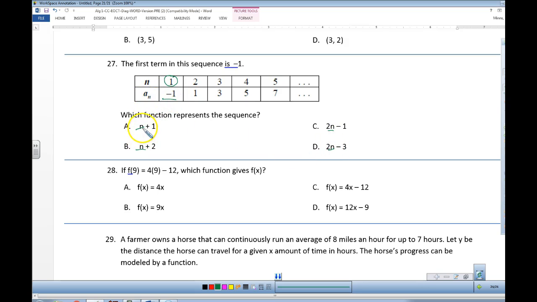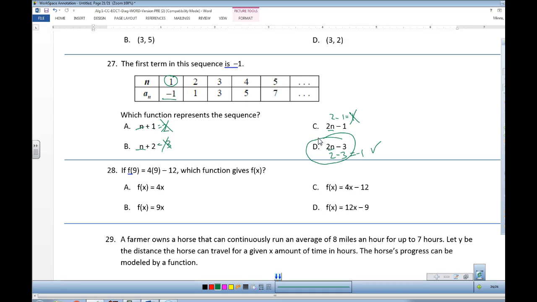Well, when I plug it in here, 1 plus 1 is 2. That's not negative 1. On B, 1 plus 2 is 3. That's not negative 1. 2 times 1 is 2, 2 minus 1 equals 1. That's not negative 1, so the answer I bet has to be D. 2 times 1 is 2, minus 3 is indeed negative 1. Ding, ding, ding, winner, winner, chicken dinner. D is the right answer.